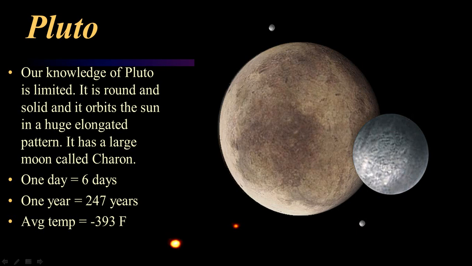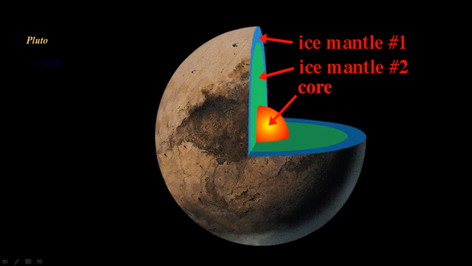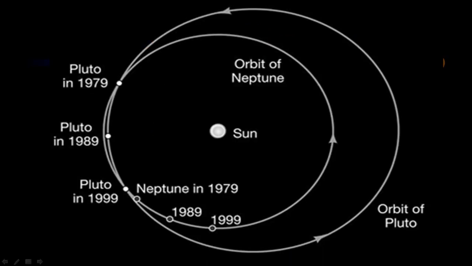It takes 247 years to go around, and the average temperature is -393. By the way, it's not a gas planet. It's a solid planet. It's a terrestrial planet, the best we can tell. All right, we think it's like this. We think it's icy. It's possibly frozen water. So we think it is terrestrial. It does have a solid surface.